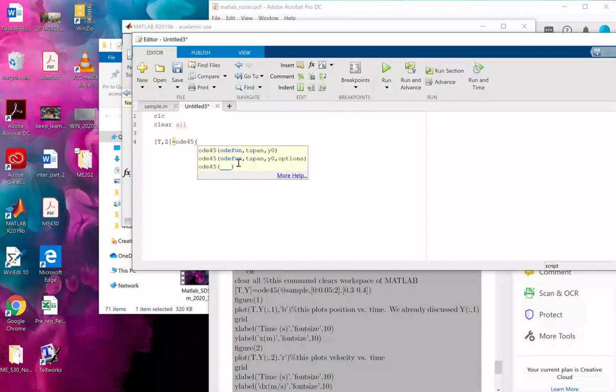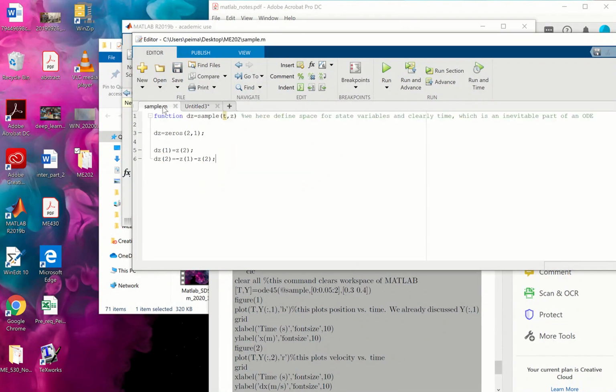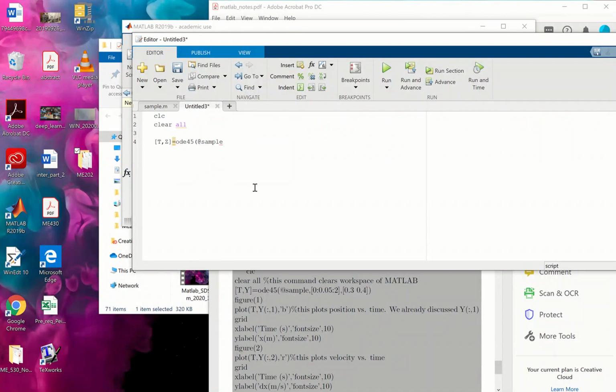Now, as I told you, in MATLAB @ means go and call. Call what? This function. Which function? Sample. When you run this code, it goes and calls whatever is inside this function. That's right.